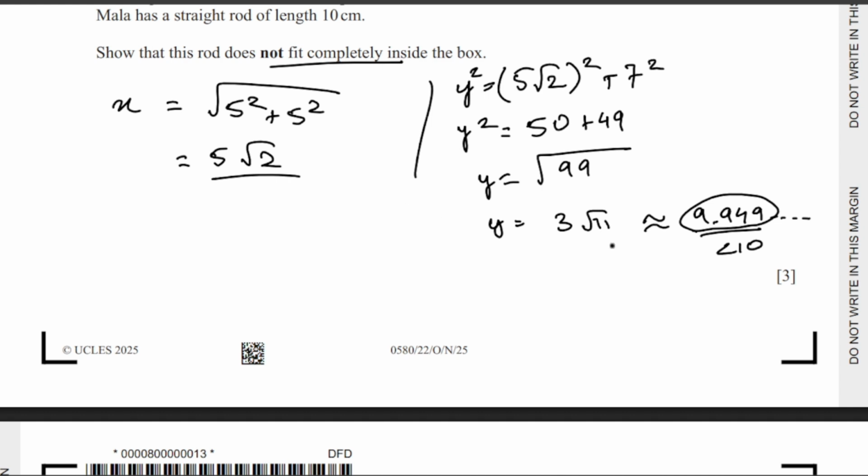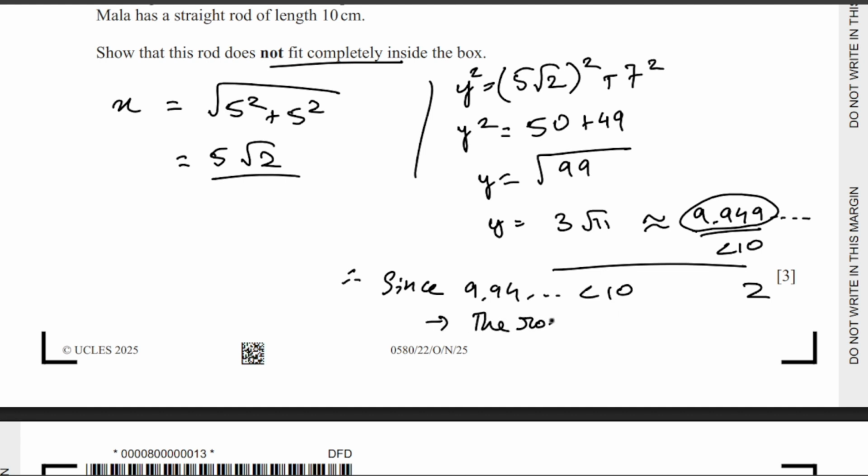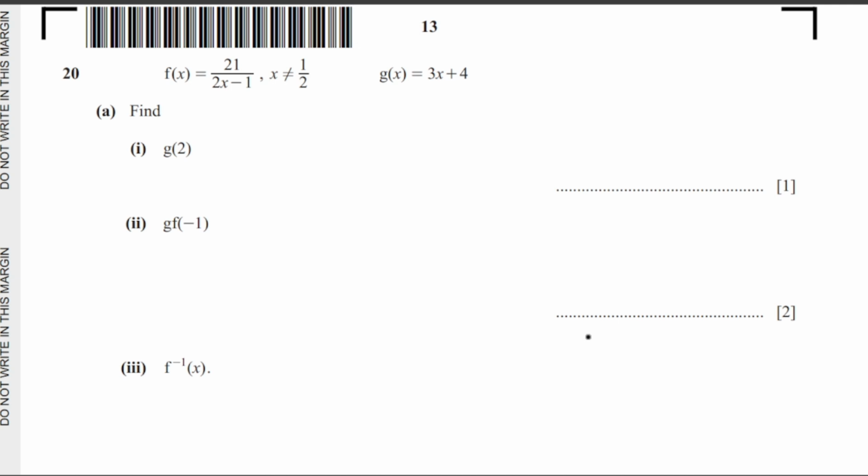And to gain the last mark, because if you don't state this, you wouldn't get the full marks, you just get 2 marks. So you need to state that since 9.94, whatever that is, is less than 10, the rod would not fit. The rod wouldn't fit. And that is the answer.